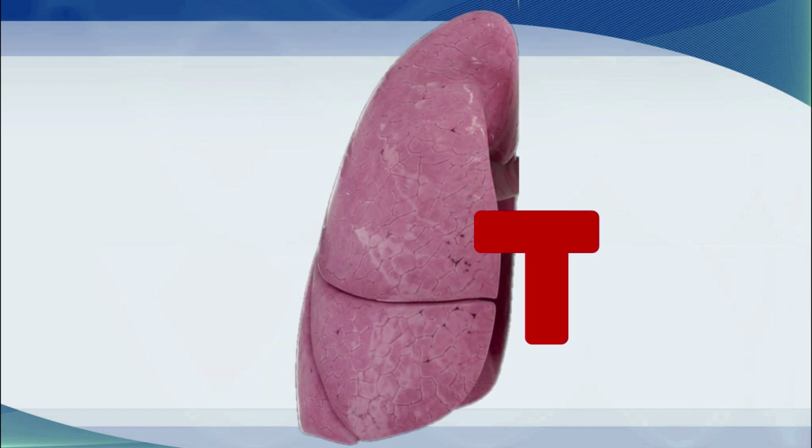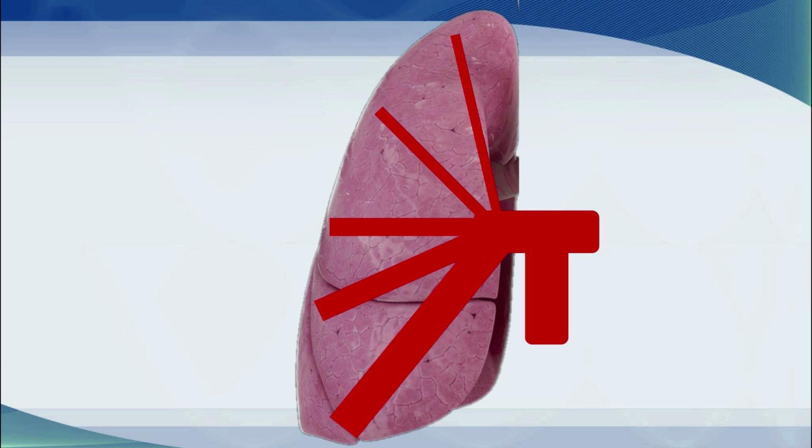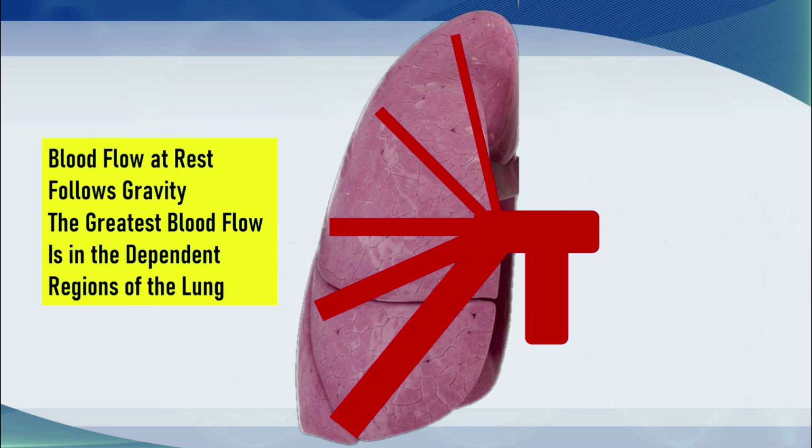Let's add some blood to this picture. So this cartoon depicts blood flow through the lungs at rest. And again, we are in the erect position here. And you can see that blood flow is not evenly distributed.